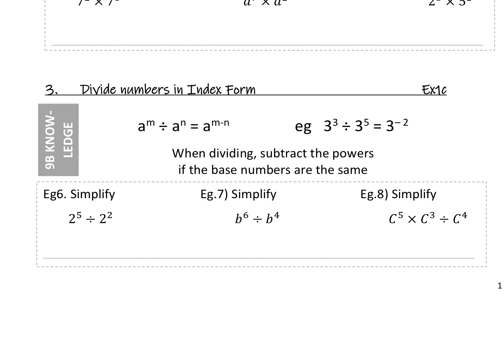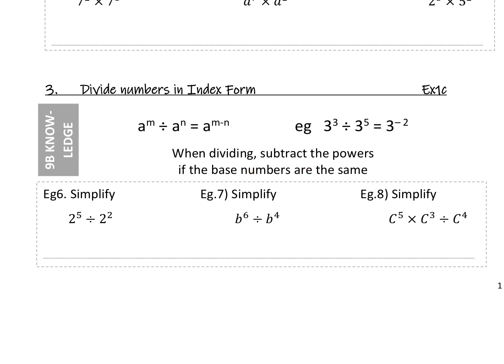So when we're dividing numbers in index form, we have the following rule. The rule states that a to the power of m divided by a to the power of n can be written as a to the power of m minus n. So basically, if the bases are the same and you're dividing, you can subtract the powers. So when dividing, subtract the powers if the bases are the same.